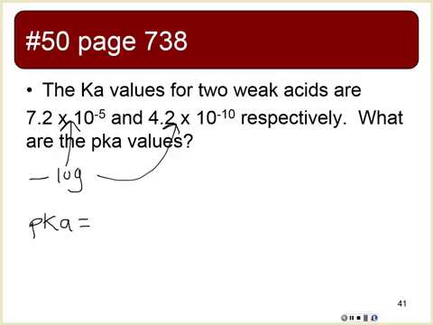Okay, the only issues I normally have is that people are still having calculator issues, if you're plugging in and not putting parentheses or whatever. That's really the only issue I have. But you end up with 4.14 and 9.38. All right, so which one's the stronger acid, the first one or the second one? First one. It's lower, and its Ka value is also larger, right? So those are exactly the trend there.